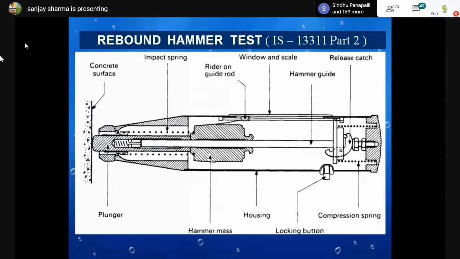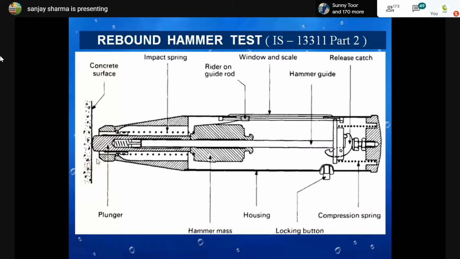So coming to certain details of their working. First, one of the very commonly used tests is the rebound hammer test, which is covered in the Indian IS code 13311 part 2, and this shows the basic components of the rebound hammer. I think we need not go into details, but basically it depends upon the rebound action of this particular mass. Once we hit it against a concrete surface, it rebounds, and that rebound depends upon the hardness of the surface. So this rebound hammer measures the hardness of the concrete, and we assume that the harder the concrete, the better the strength.